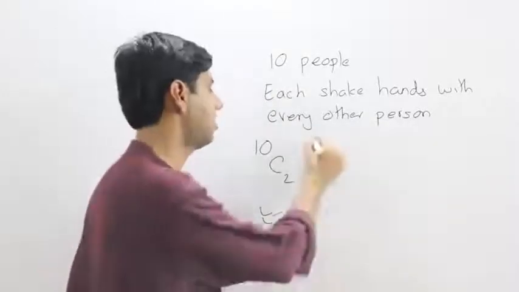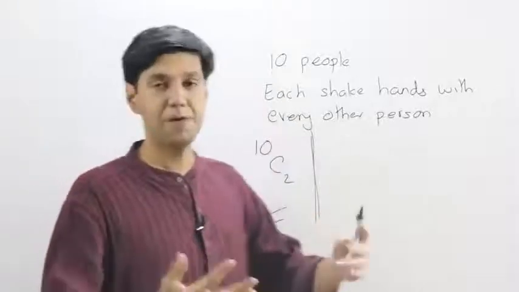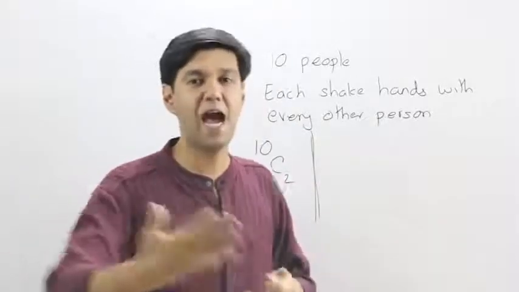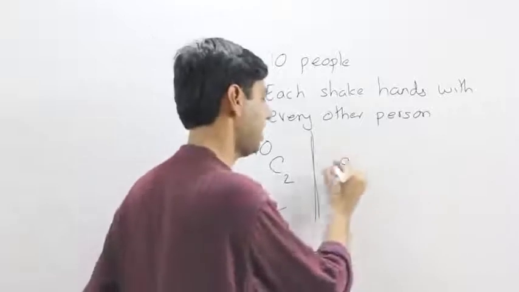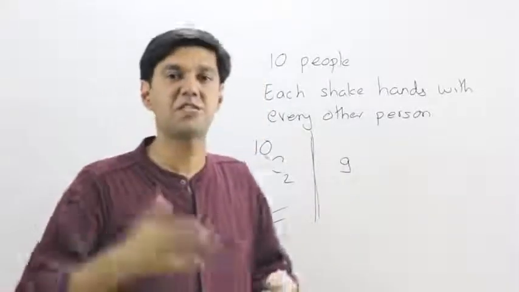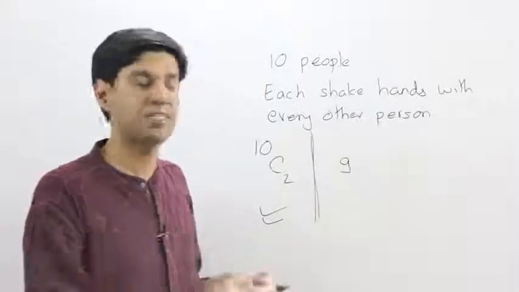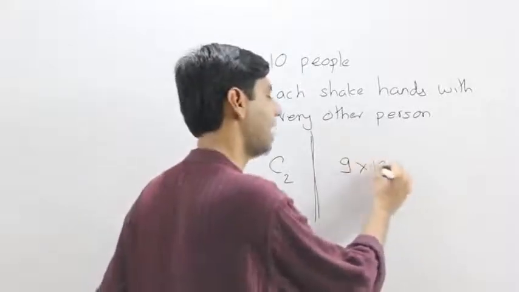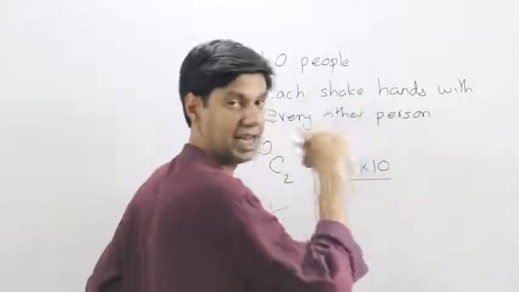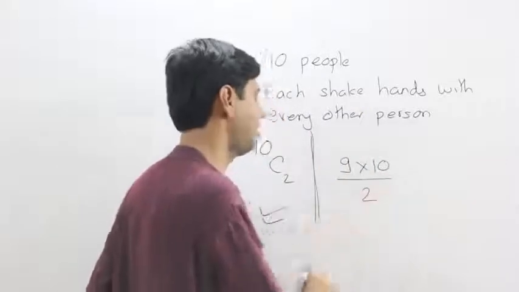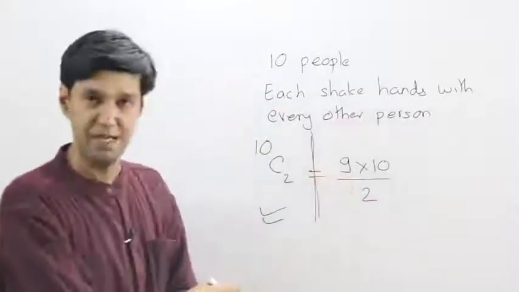Another way to think about this logic is, let's take there are 10 people. Consider yourself to be one of them. How many hands do you shake? You would be shaking 9 hands. How many hands does the second person shake? 9 hands. Everyone shakes 9 hands. There are 10 of us, so 9 into 10, but as in the diagonal cases or the line cases, each one is counted twice, so it is 9 into 10 by 2, which is the same as 10C2.